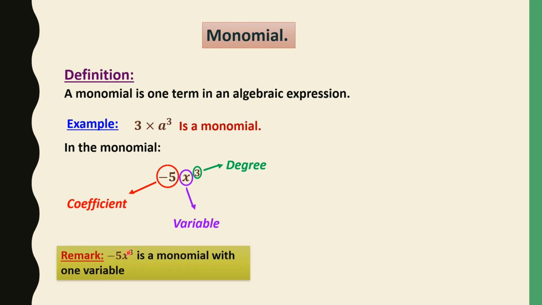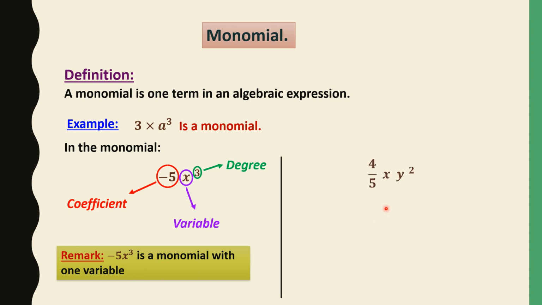Remark, negative 5x cubed is a monomial with one variable, because here we have only one letter. Although the letter x is repeated 3 times, x times x times x, here we have only one letter, so monomial with one variable.